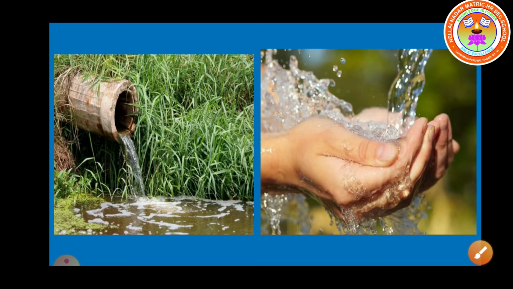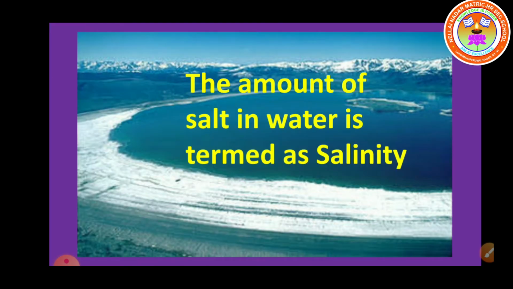The physical composition of water changes from place to place. It can be clear or cloudy, oxygenated or not very oxygenated, and it can be fresh or salty. Here, you should know one important definition, that is salinity. What is meant by salinity? The amount of salt in water is termed as salinity.